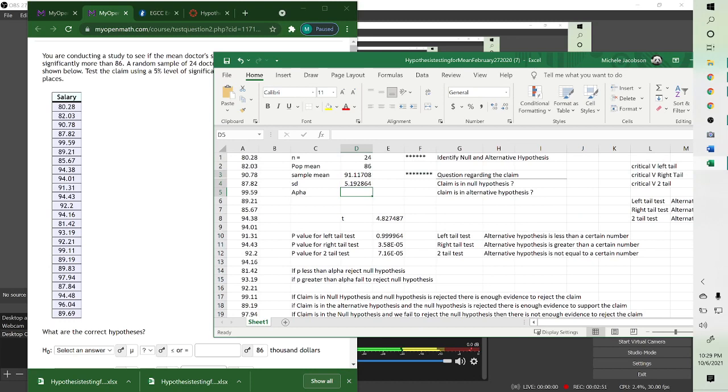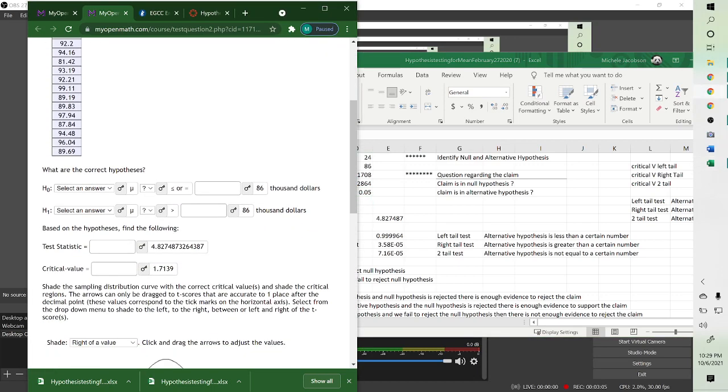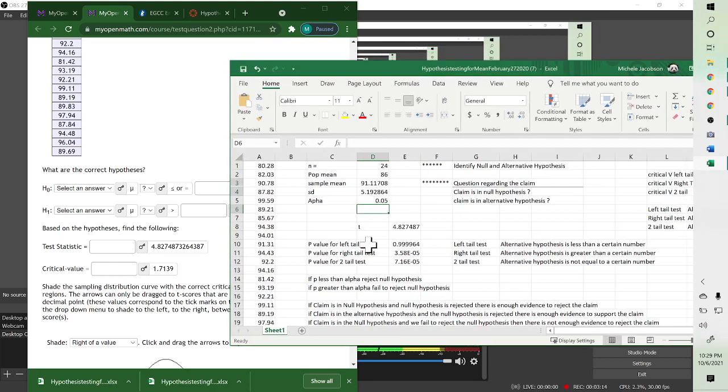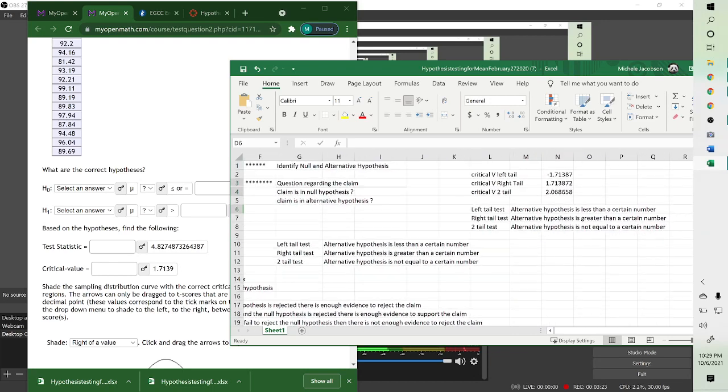And the last thing you need is alpha. And they want to test the claim at 5%. So alpha, 5% is a decimal, 0.05. And hit enter. So our test statistic is right here, 4.827. The critical value is more to the right.